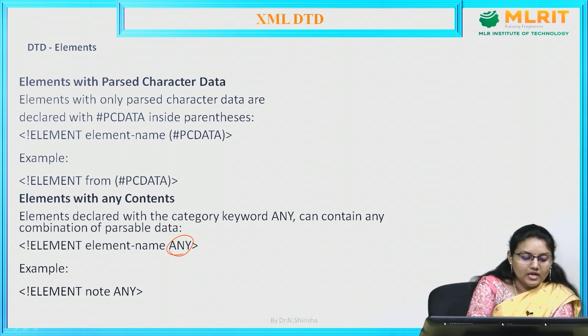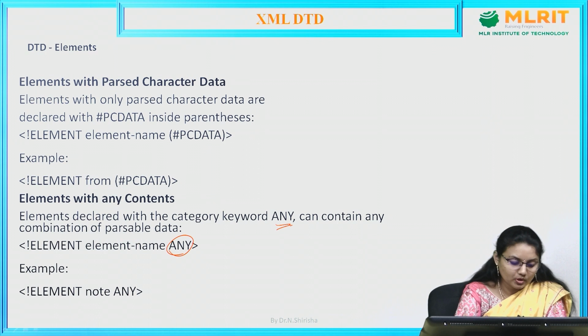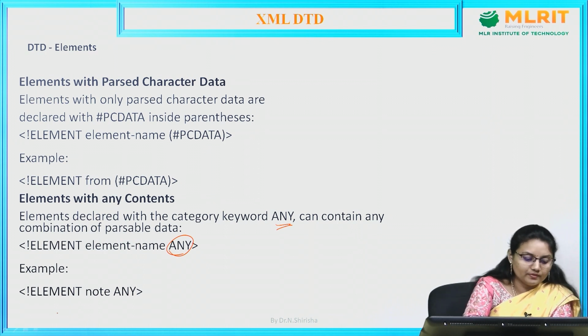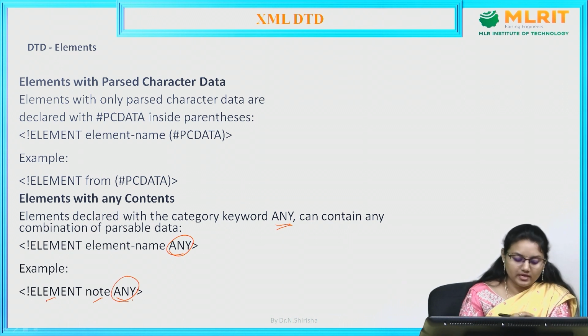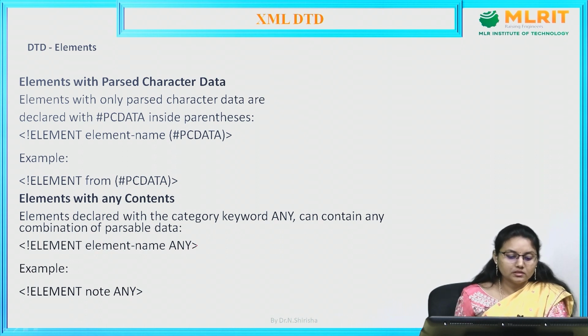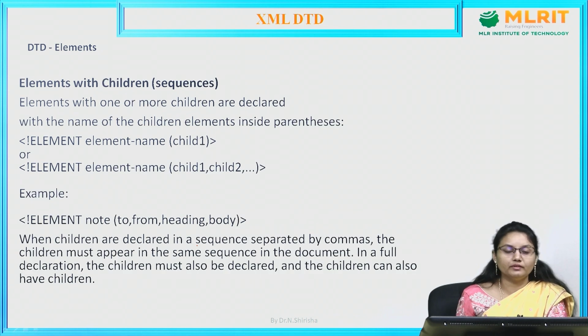Elements declared with the category keyword ANY can contain any combination of possible data. So how do you define it? Element, note, what type of note? Any note, any type of note you can define here. So you can use ANY as the keyword after the element name. Within the elements we have so many options, like any type of element can be defined using ANY.